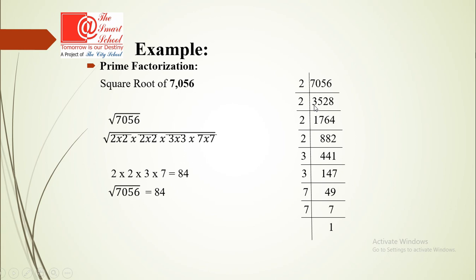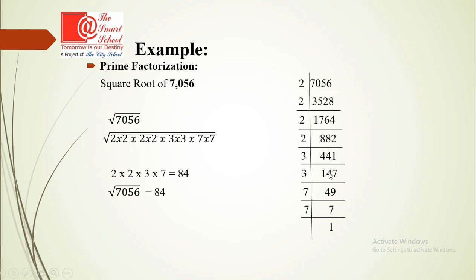So the answer is 3528. Again, this is an even number, so we will divide it by 2 and the answer is 1764. Now again, it's an even number and we will divide it by 2. The answer is 882. Again, an even number, so the answer is 441. Now this is an odd number, but we can easily find, because you have done rules of divisibility, 4 plus 4 plus 1 is 9. So it is divisible by 3. We will divide it by 3.